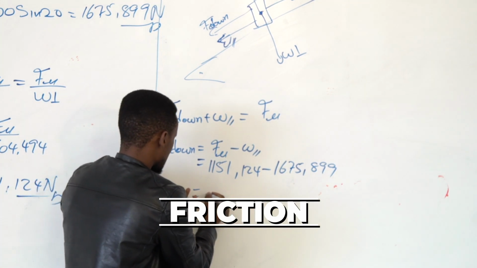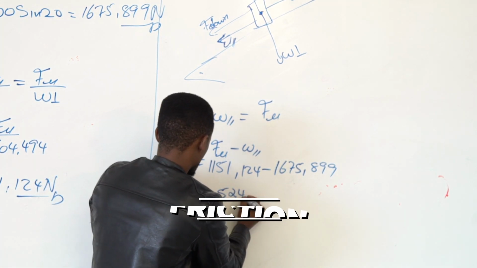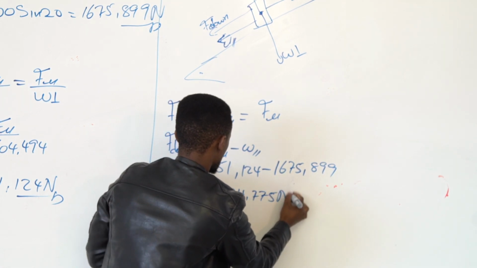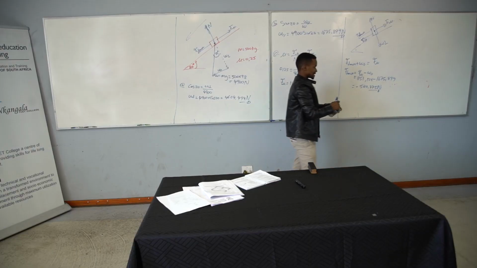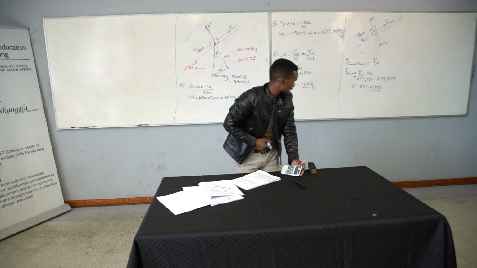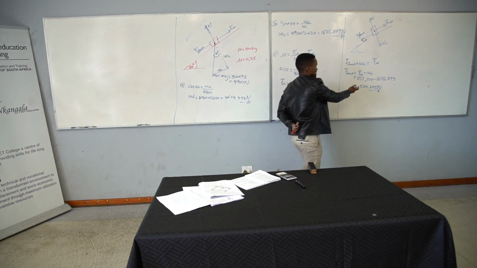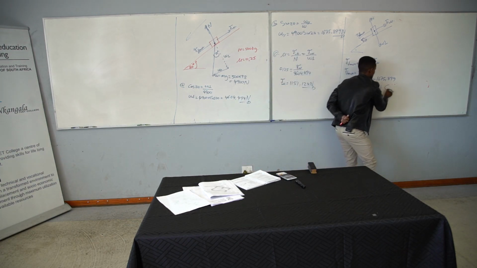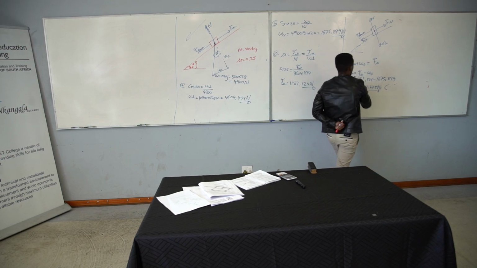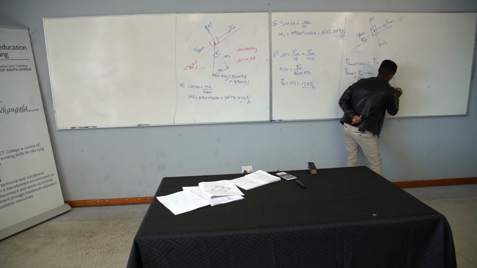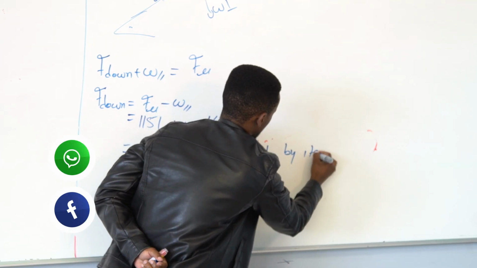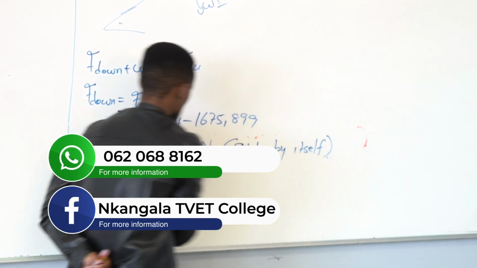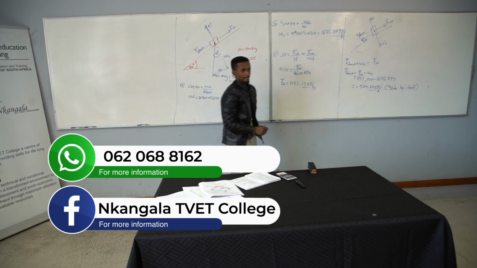We're going to get a negative 524.775 newtons, which is the same as the one that we did previously. We see that the answer is negative, so it means this object slides by itself. That's why we get a negative answer here.